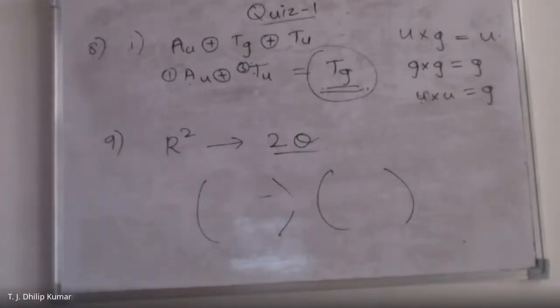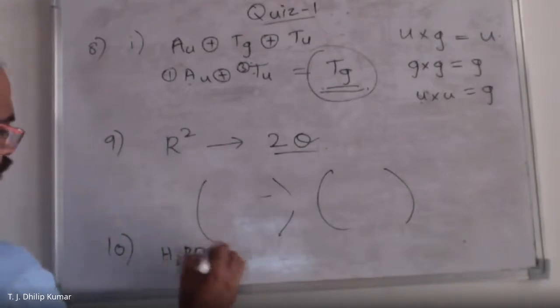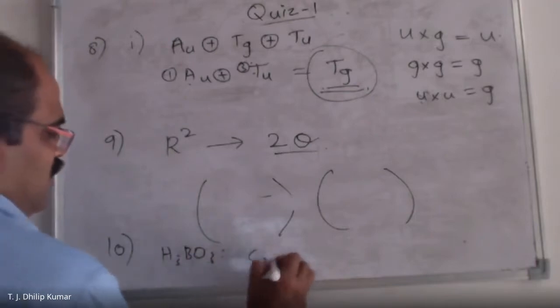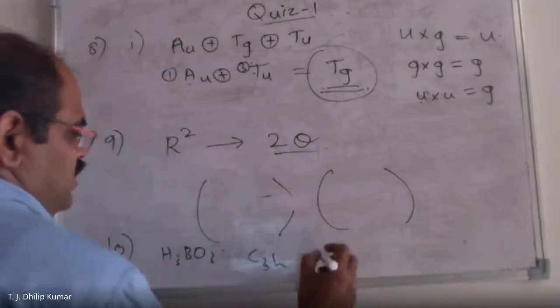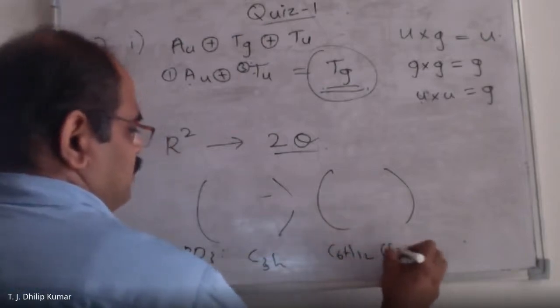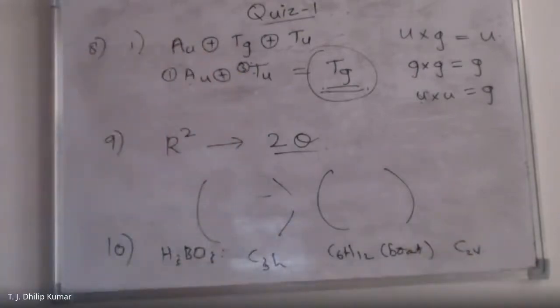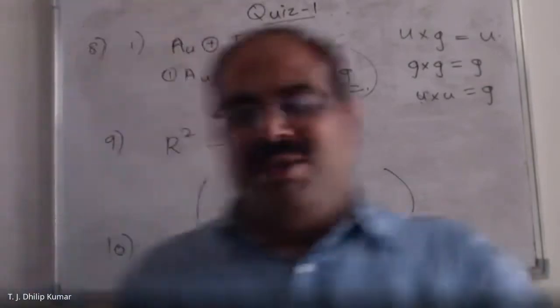And the 10th one, everybody has done it. Okay, so 10th is boric acid. It's C3h, and the other one is cyclohexane, C6H12, both. This everybody has done it, so C2h. Although I don't know how you got it, suddenly people have just written the answer, so I'm bound to give the marks. Okay, so this is what it is.